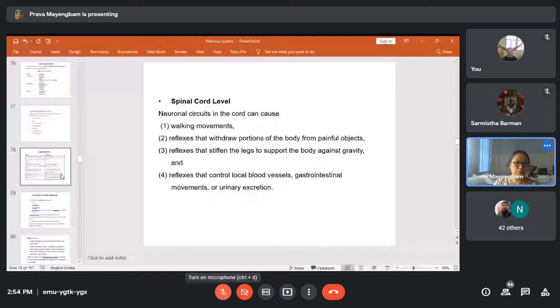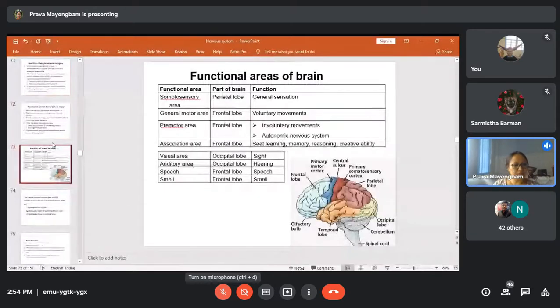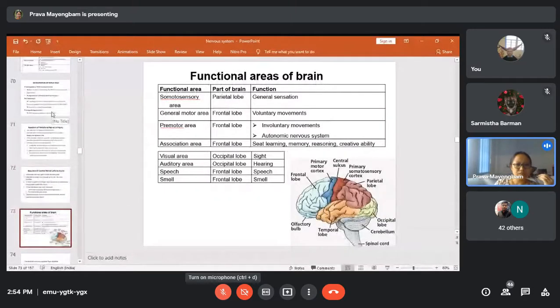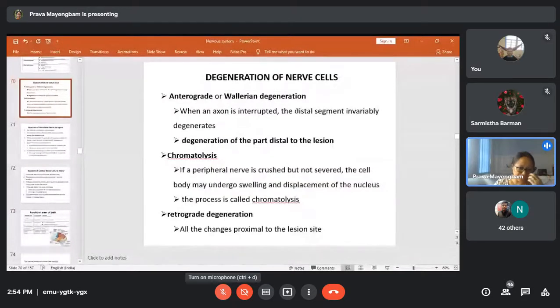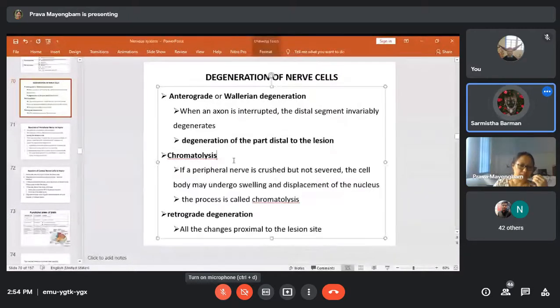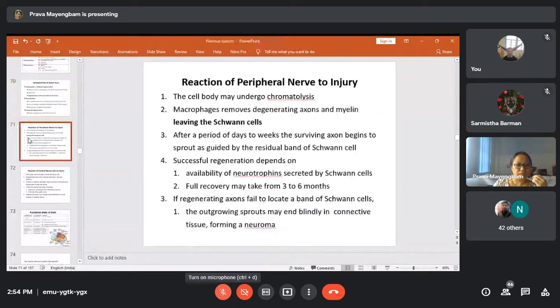That is somewhat complicated. I have not gone much into details. This degeneration of nerves, the chromatolysis, you mean? No, here, ma'am, the reaction of the peripheral nerve. Oh, this one. Here, the cell body reaction means the reaction of the peripheral nerve to the injury.